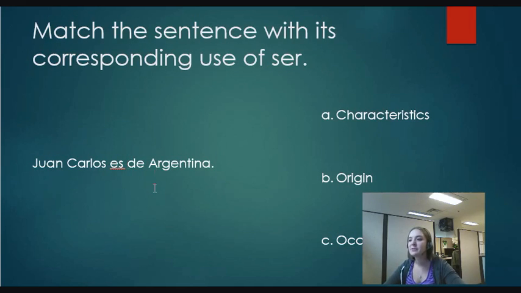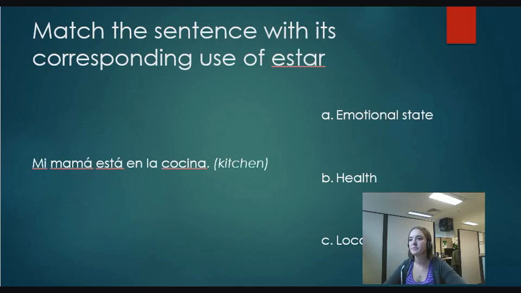If I say Juan Carlos es de Argentina, okay, this is a use of ser because we're talking about where he's permanently from. You can't change where you're from. So this is actually going to be your origin, B. The next one says Mamá está en la cocina. Mama's in the kitchen. This is C, location. It's where she's actually standing right now.